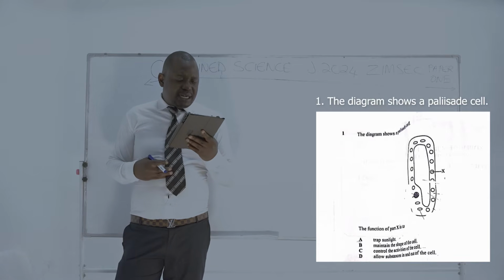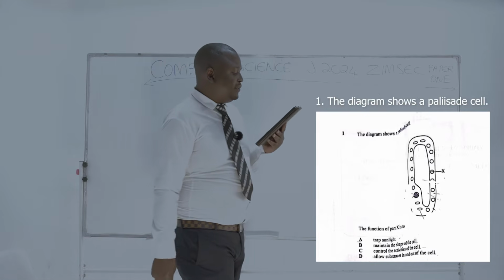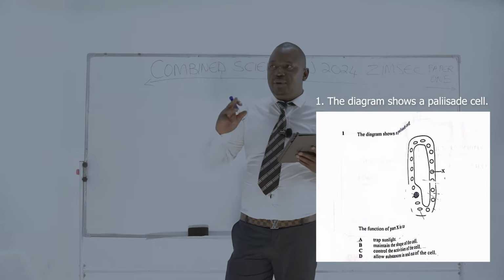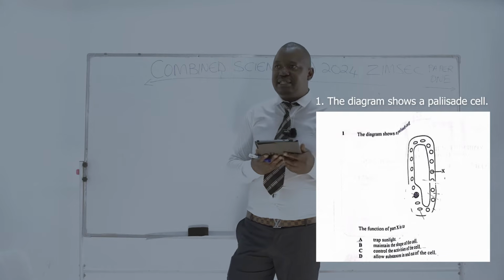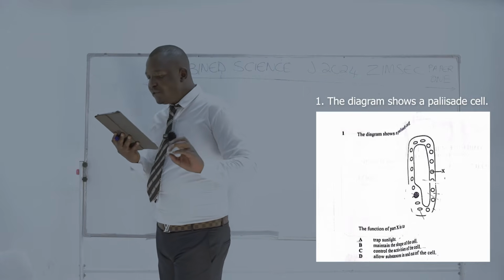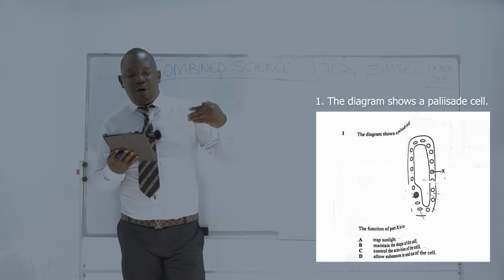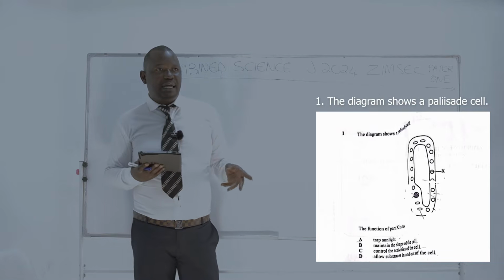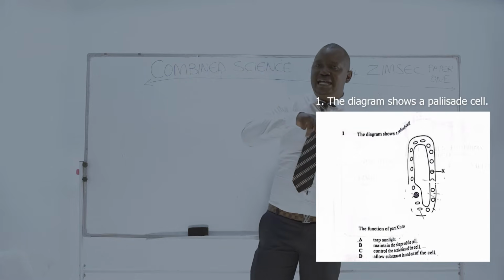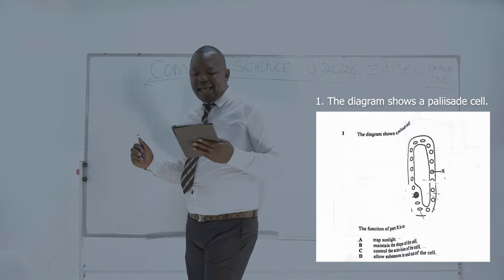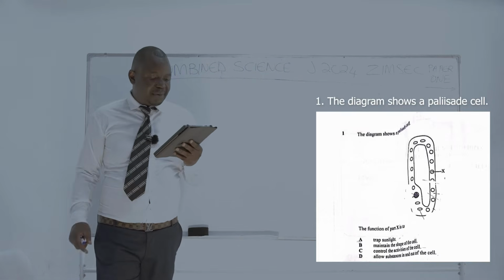To trap sunlight. Maintain the shape of the cell, no. Control the activities of the cell. Maintaining the shape of the cell is the cell wall, which is made up of cellulose. Controlling the activities of the cell is the nucleus. Allow substances in and out of the cell is the cell membrane. Actually, the cell membrane is partially permeable. It allows some substances to enter and disallows other substances from entering. The answer that we have here for part X is to trap light. That is the most appropriate answer.